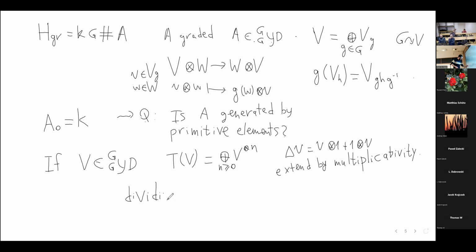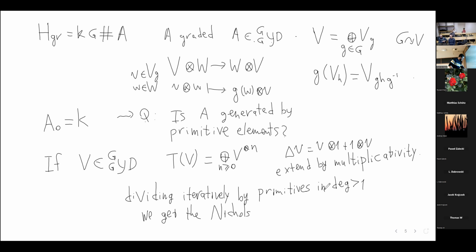So, dividing iteratively by primitives in degree bigger than 1, we get what they call the Nichols algebra, B of V. And this algebra, again, is going to be a Hopf algebra inside this category.